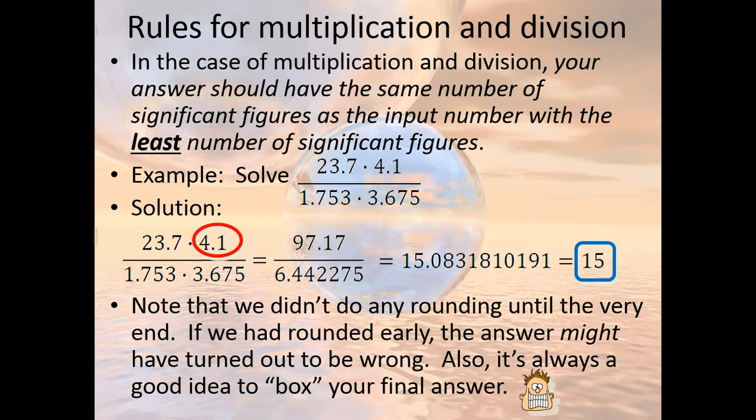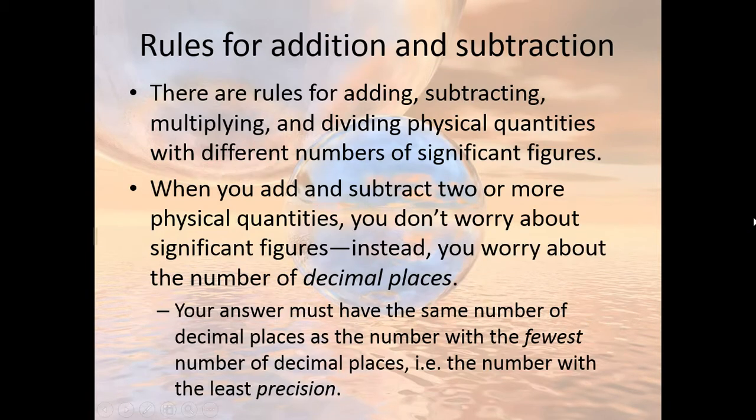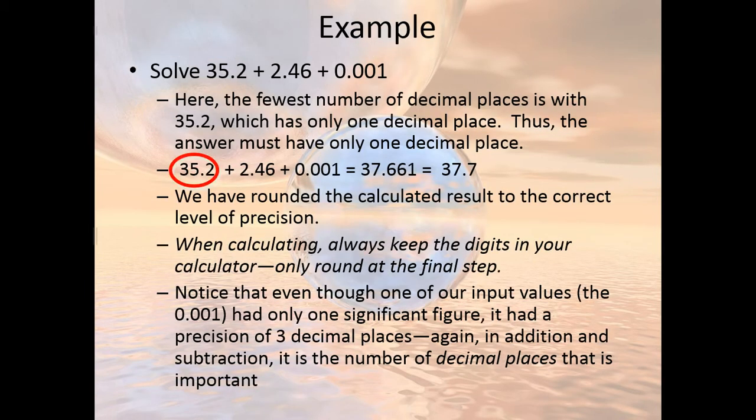And we'll get to that sometime. Now, when you're adding and subtracting different physical quantities, what's important is not the number of significant figures. It's the number of decimal places. In other words, what we call the level of precision. So here's an example. Let's say you have 35.2 plus 2.46 plus 0.001.